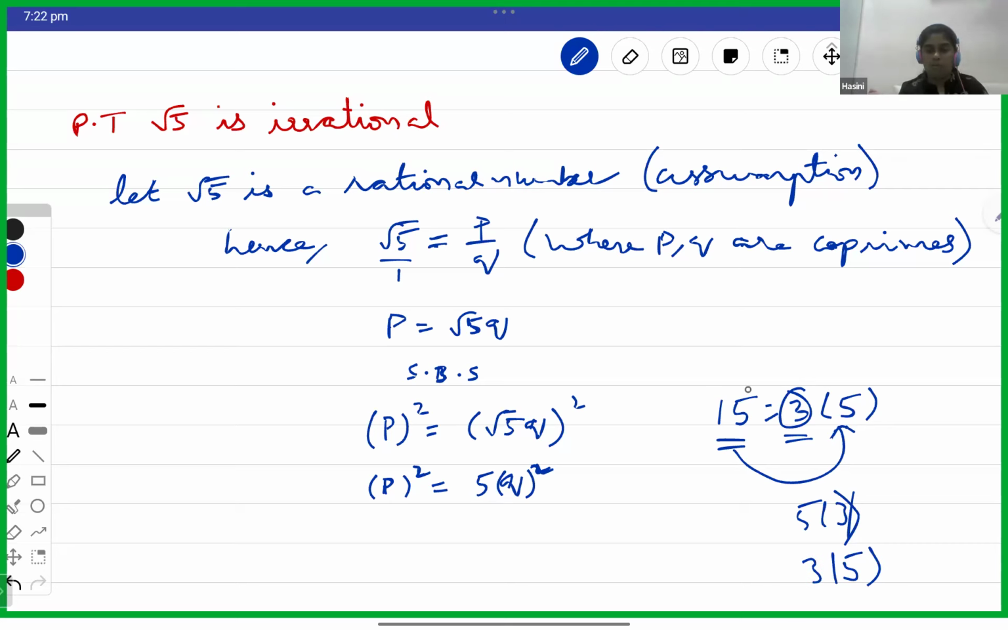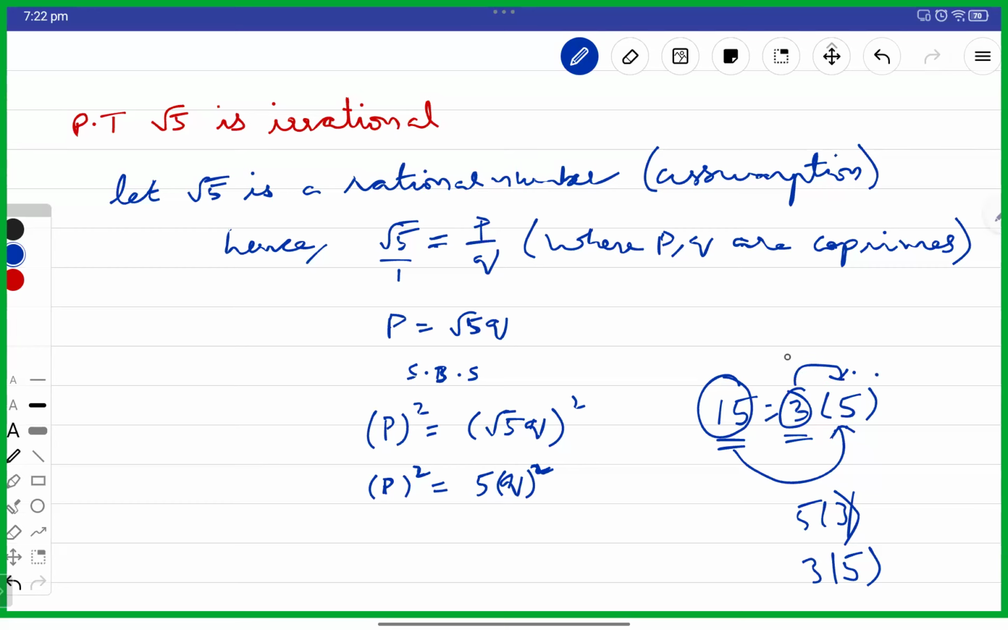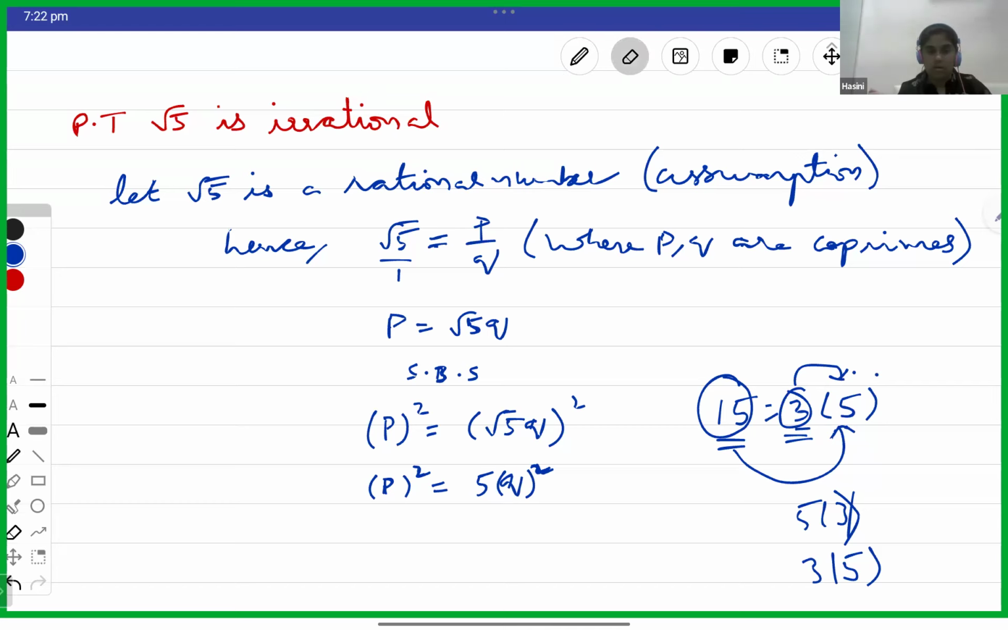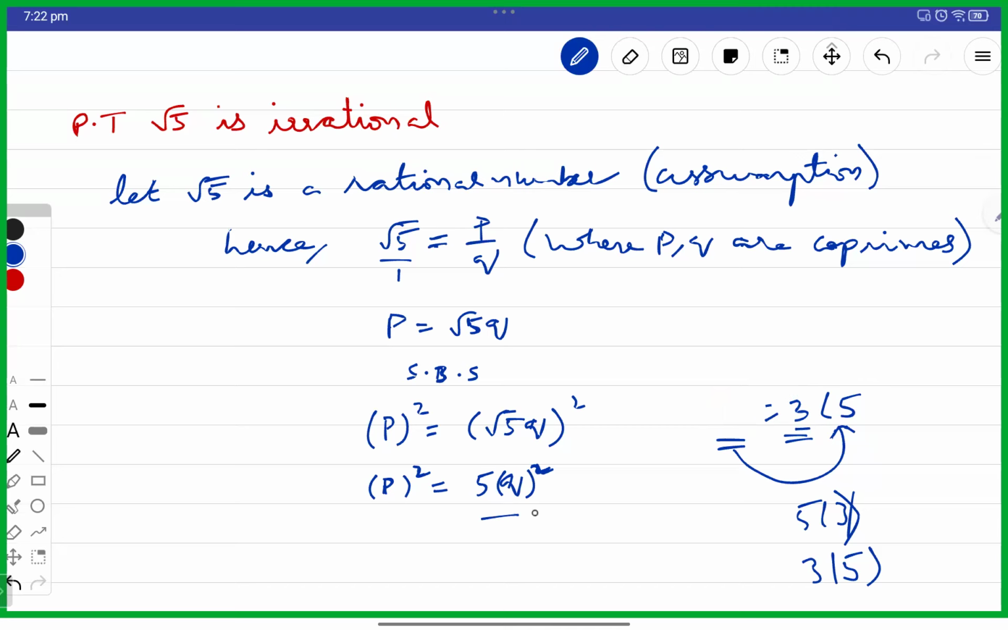Okay, sir. So when something is written as a product of something else, both of them are factors of 15. Yes, sir. Similarly here, p square we have written as 5 into q square, which means p square is exactly divisible by 5, and q square also. Okay, sir. p square divided by q square, the quotient is 5. p square divided by 5, the quotient is q square.